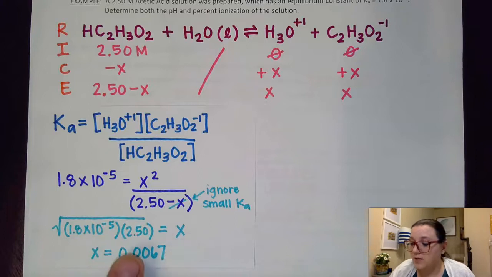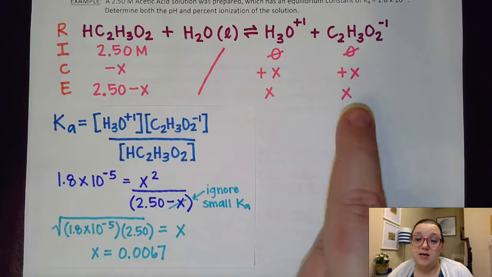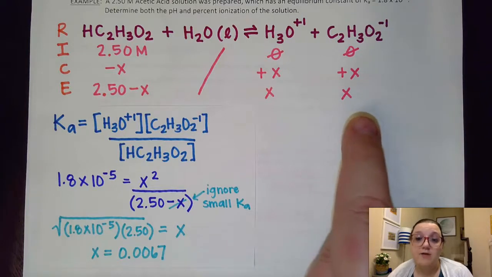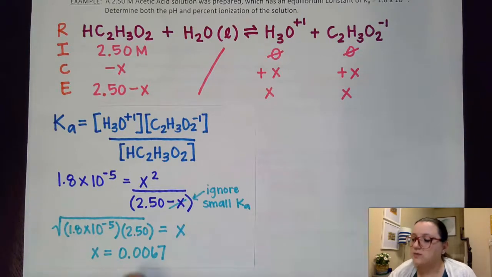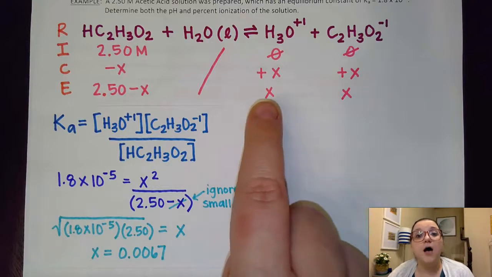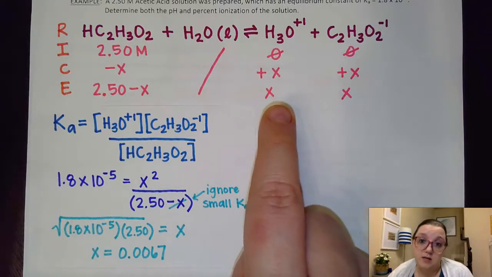And once I plugged all of that math into my calculator, I got x equaling 0.0067. Now, once I get this value, I want to ask myself, okay, what does this represent? Well, this represents two things. This represents the amount of acetate concentration I would have at equilibrium, and it also represents the concentration of hydronium ion that I would have at equilibrium.